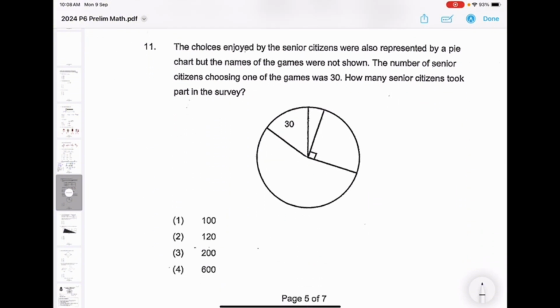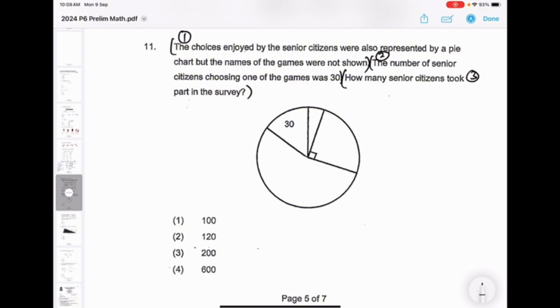The choices enjoyed by the senior citizens were also represented by a pie chart, but the names of the games were not shown. This is my sentence number 1. Moving on to the next sentence. The number of senior citizens choosing one of the games was 30. So what we can do is try to figure out which game represents 30. Let's look at the last sentence. It says, how many senior citizens took part in the survey? So what we are looking for is the total number of senior citizens that took part in this survey.